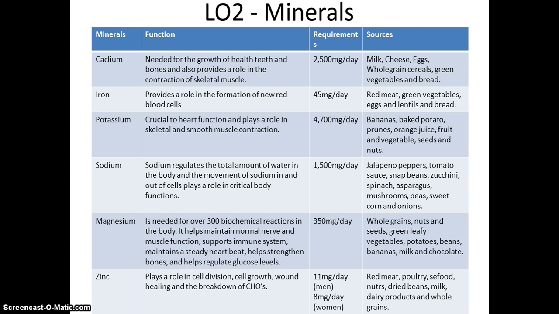It's quite important. It's needed for over 300 biochemical reactions in the body, so it's needed in a lot of chemical reactions. Okay, it's probably something that in your lesson we don't talk about enough. But it's got lots and lots of functions. So it helps normal nerve function, normal muscle function. It supports your immune system. It maintains a steady heartbeat. It helps strengthen bones along with calcium, and it helps regulate glucose levels. So of all minerals, this is one of the most important for the normal function and homeostasis of the human body.